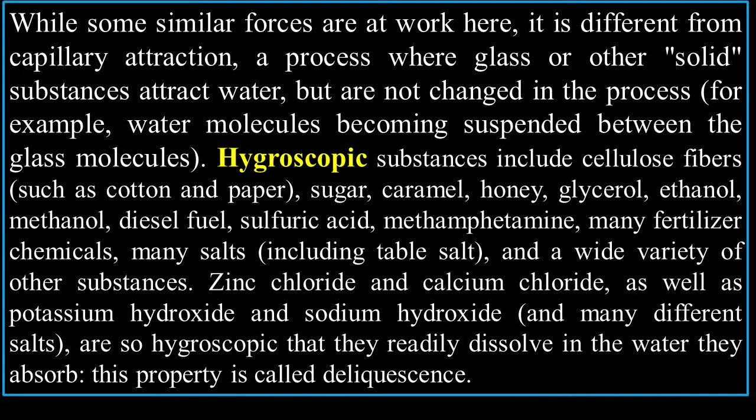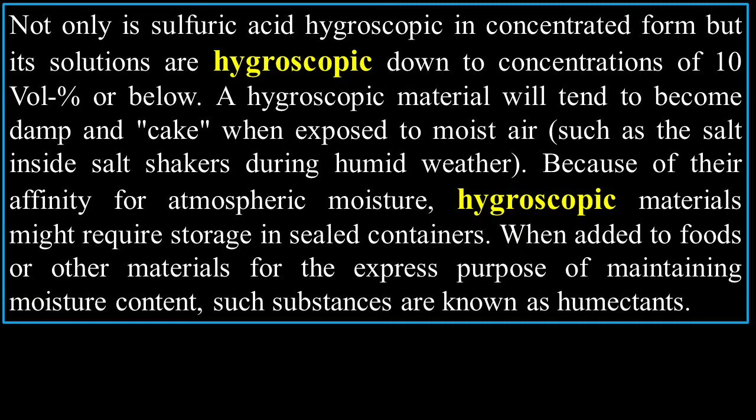Zinc chloride and calcium chloride are hygroscopic, as well as potassium hydroxide and sodium hydroxide, and many different salts are so hygroscopic that they readily dissolve in the water they absorb. This process is called deliquescence. So these chemicals will readily dissolve in the water that they absorb. They're hygroscopic, so they absorb water, and they're deliquescent because they dissolve in the water they absorb.